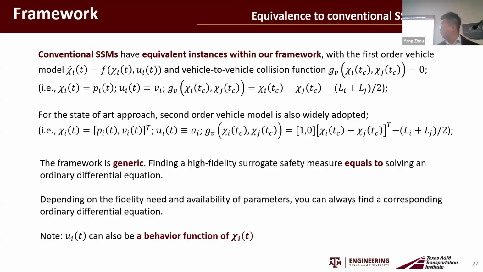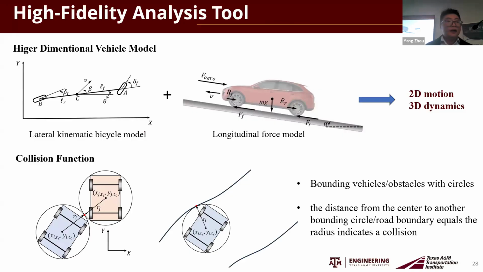As well, one thing I should also note is that the control input can be a behavior function of x. So if you want to put some behaviors inside the surrogate safety measures, you'll be good to go. And here, I just provide a very simple demonstration where we consider the 2D motions of the vehicles with 3D dynamics. For example, we consider the gradient, and we can still get the surrogate safety measures out.